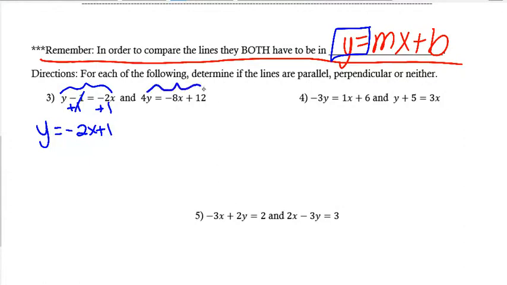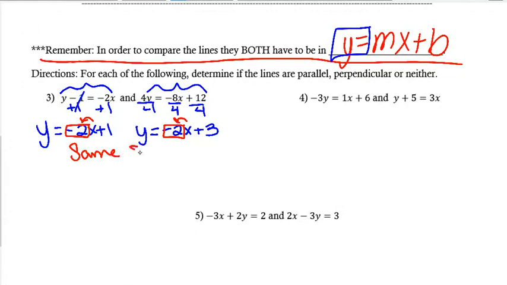Now I'm going to look at this equation. Again, the y is not by itself. There's a number in front. When there's a number in front, you divide everything by that number. You get y equals negative 2x plus 3. So now you're going to look at the numbers in front of x. So I have a negative 2 and a negative 2. They have the same slope. So are these parallel, perpendicular, or neither? Hopefully you said parallel. Same slope, parallel.